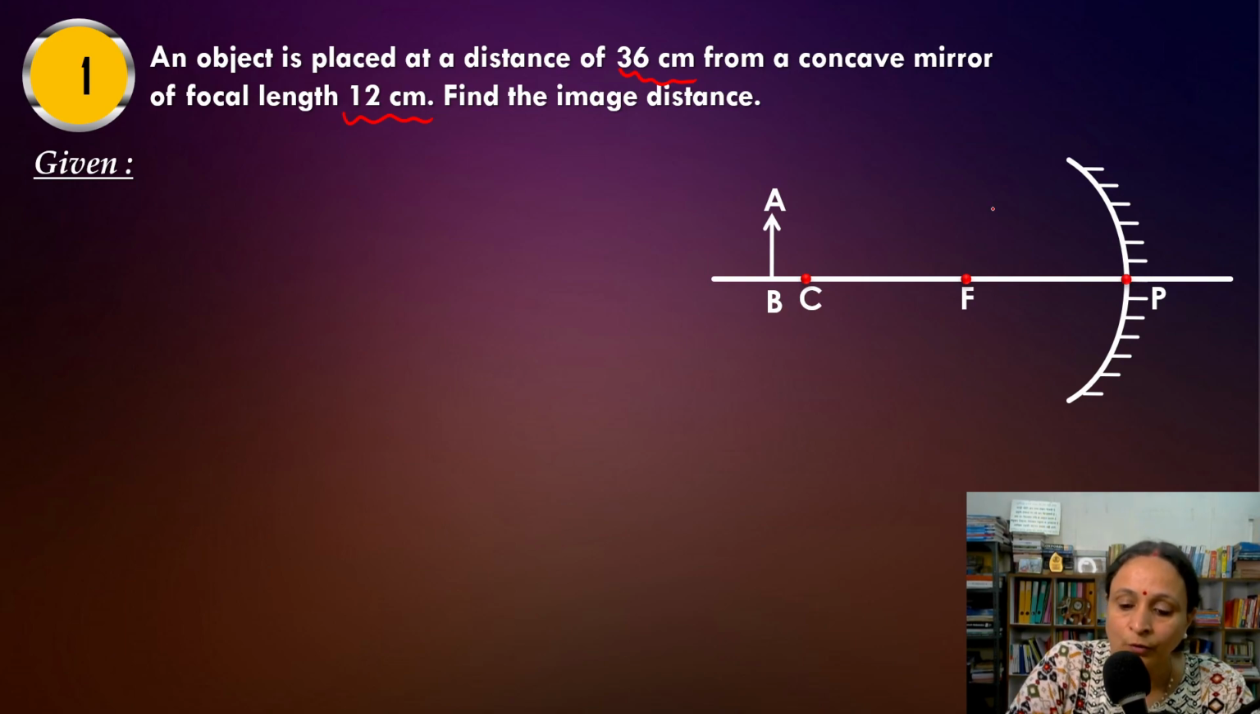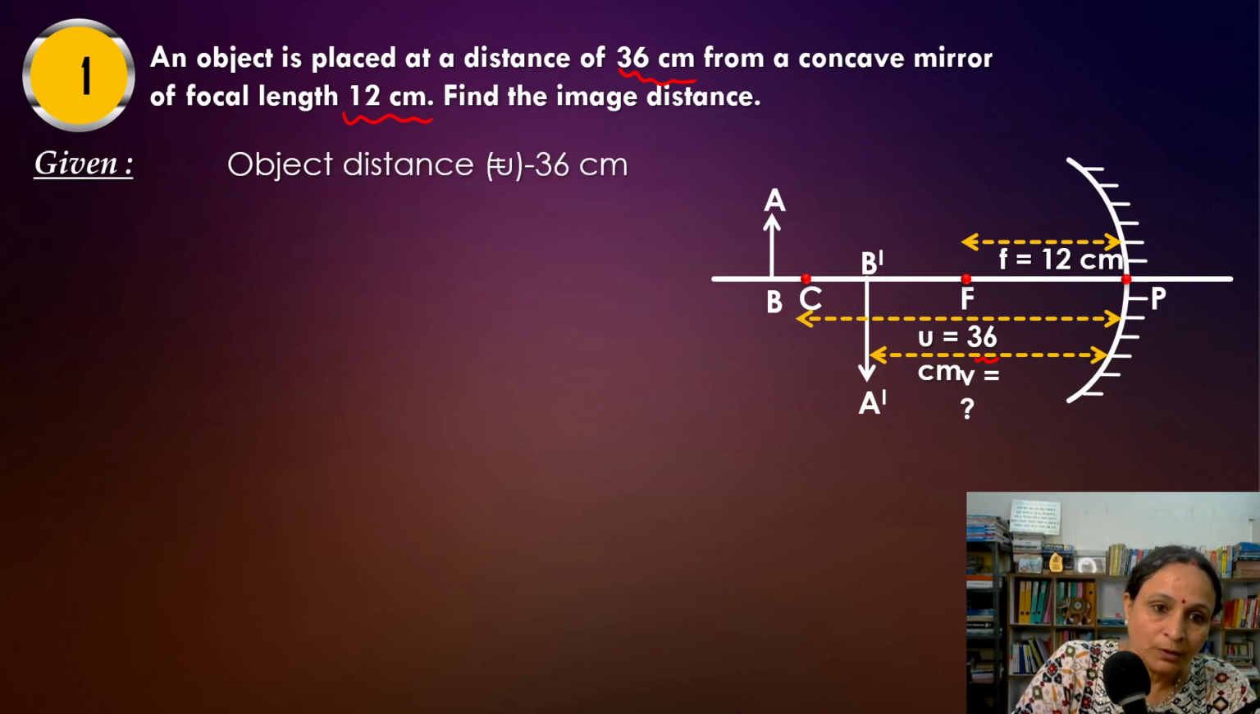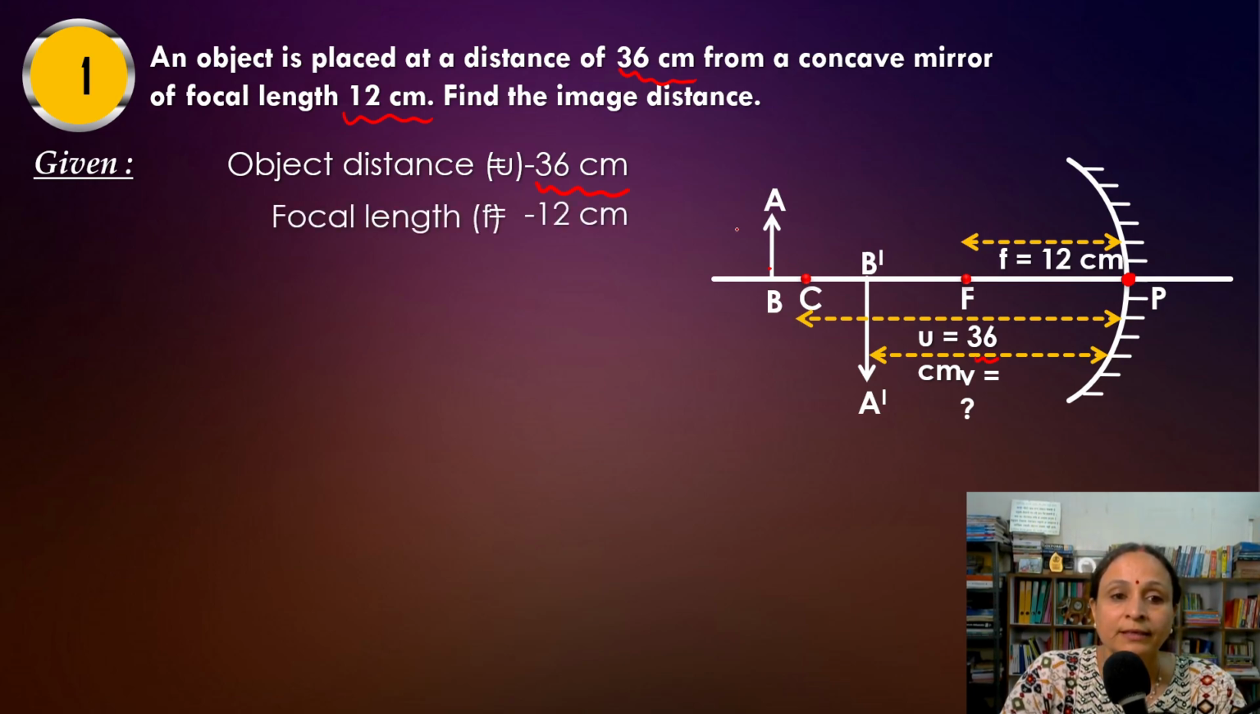That means the focal length is equal to 12, and the object distance is equal to 36 centimeters. Now the image is formed where? I don't know, I have to calculate that. So object distance U is equal to minus 36 centimeters. Why minus? Because the distance is measured from the pole to the object, opposite to the direction of the ray. So it is minus 36. The focal length, it is a concave mirror, so the focal length is equal to minus 12. To find what? The image distance V.